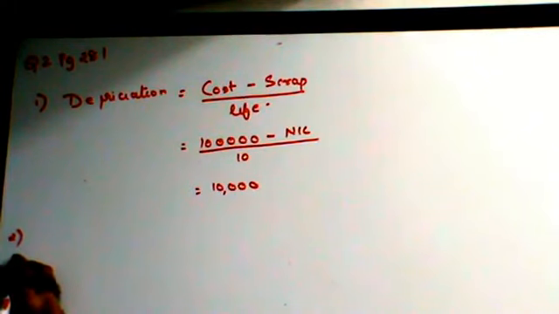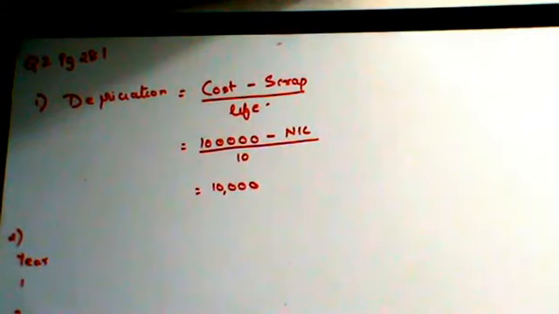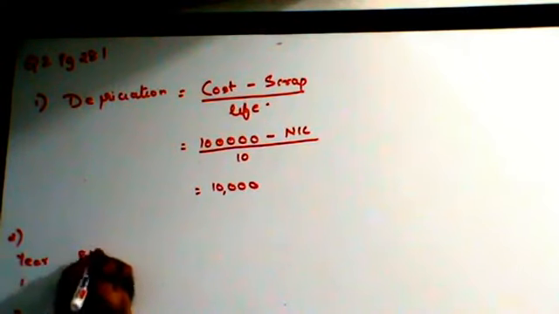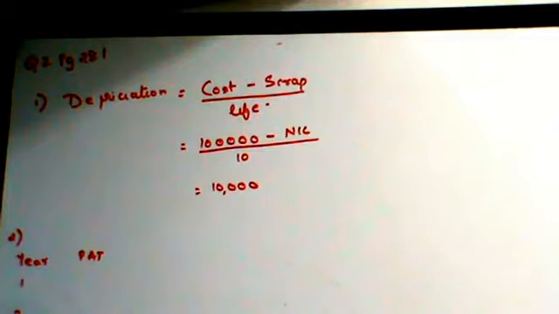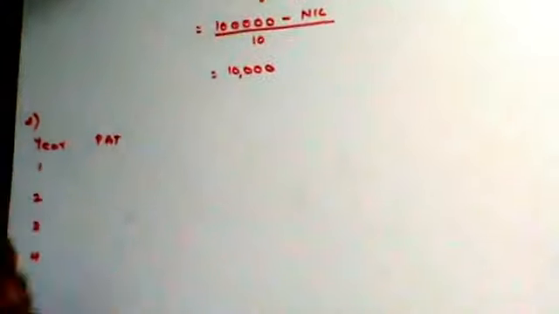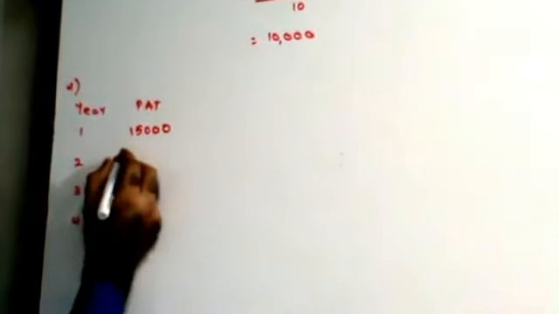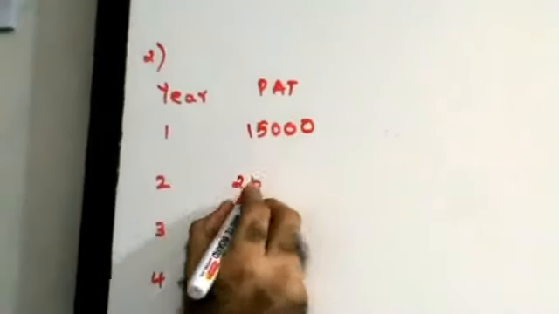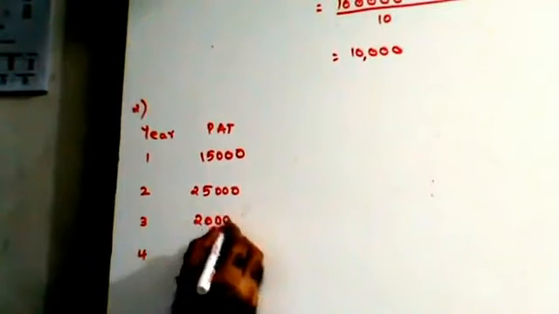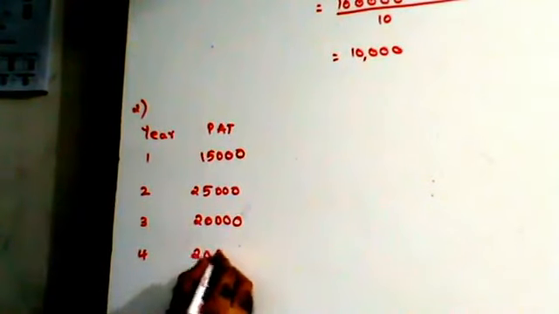They've given you profit for years 1, 2, 3, 4. They've given you profit before tax, they've given you tax. So you can find out profit after tax. Profit after depreciation is given to you as 30,000 and tax is 15,000. So profit after tax will be nothing but 30,000 minus 15,000. Then similarly for the second year it will be 50,000 minus 25,000. 40,000 minus 20,000 and 40,000 minus 20,000.